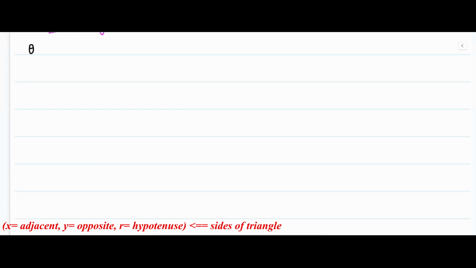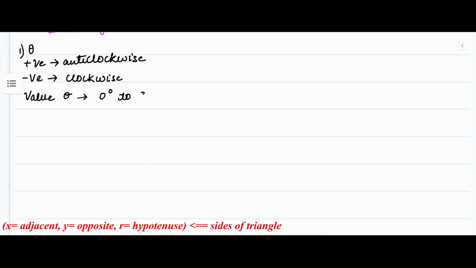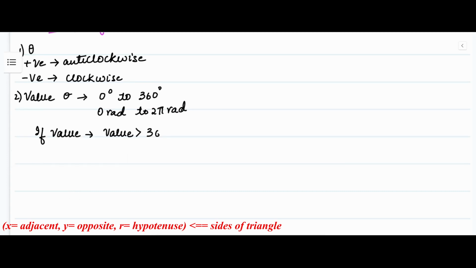Now, in order to find out the sign of the given trigonometric functions, first we need to concentrate on theta. First we have to see whether theta has a positive sign or a negative sign. When it has a positive sign, the angle is rotating in an anti-clockwise direction. If it has a negative sign, it is rotating in a clockwise direction. Next, we have to concentrate on the value of theta. If it is from 0 degrees to 360 degrees, or between 0 radians and 2 pi radians, we can easily move on to the next step, the definition of the trigonometric functions. If the value is more than 360 degrees, positive or negative, then we can apply coterminal angles.